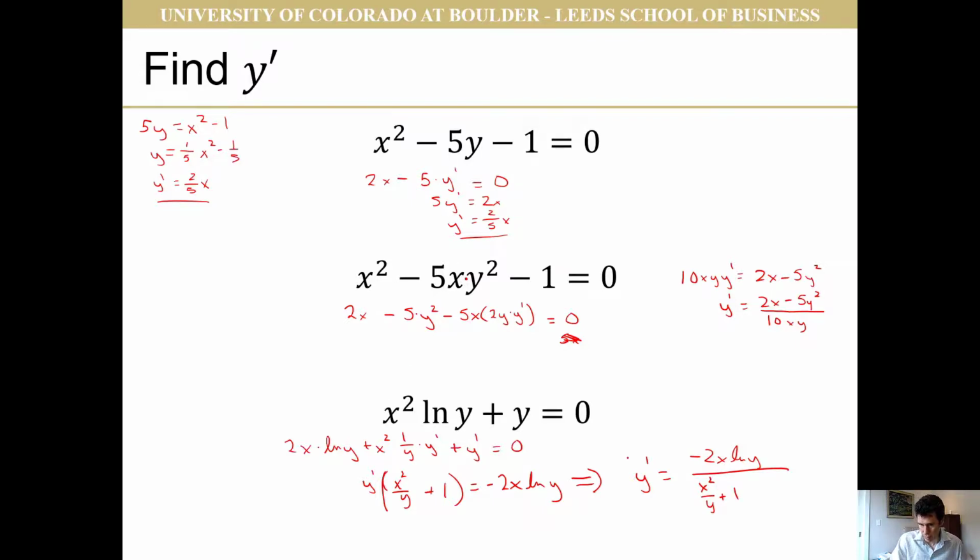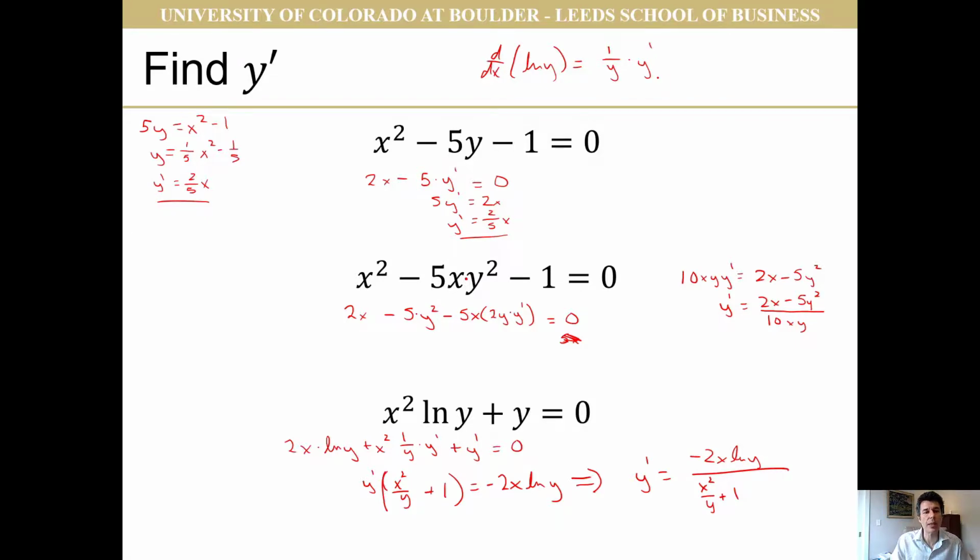Again, notice that there are x's and y's on the right-hand side. We've got the y prime on the left. And this always works, the y prime, because of the chain rule, right? Here we took a derivative, with respect to x, of ln y, which equals 1 over y times y prime, derivative of y.